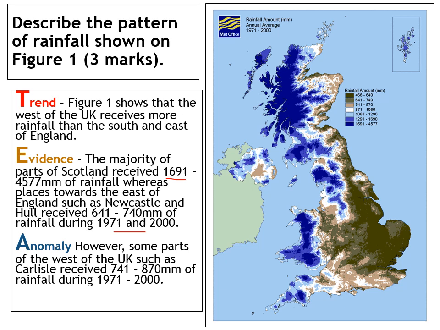Okay, anomaly. However, some parts of the west of the UK, such as Carlisle, received 741 to 870 millimetres of rainfall during 1971 and 2000. So Carlisle is this little bubble here, roughly. It's a part of the north of England, and you can see that that little bubble of brown has received a lot less rainfall than the surrounding area. So that would be an anomaly. That would be a good bit that sticks out.